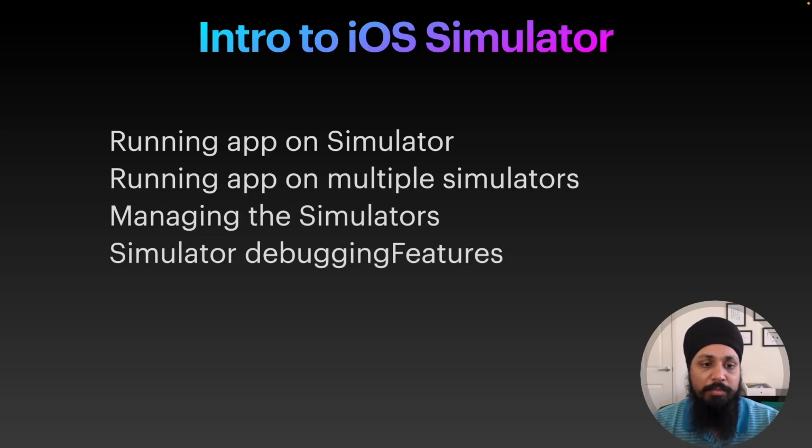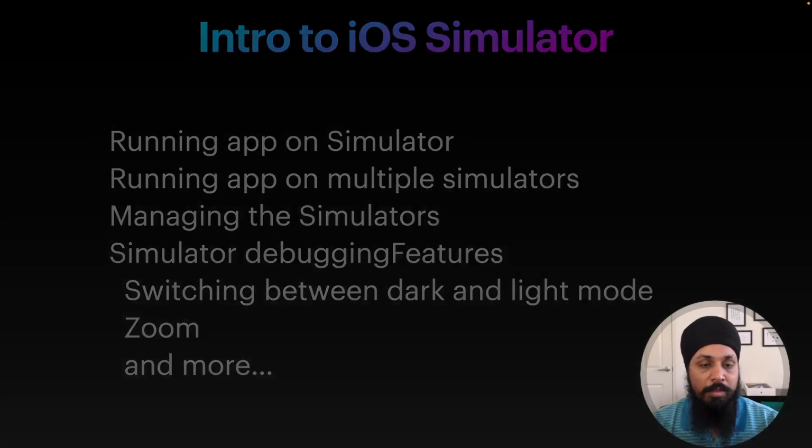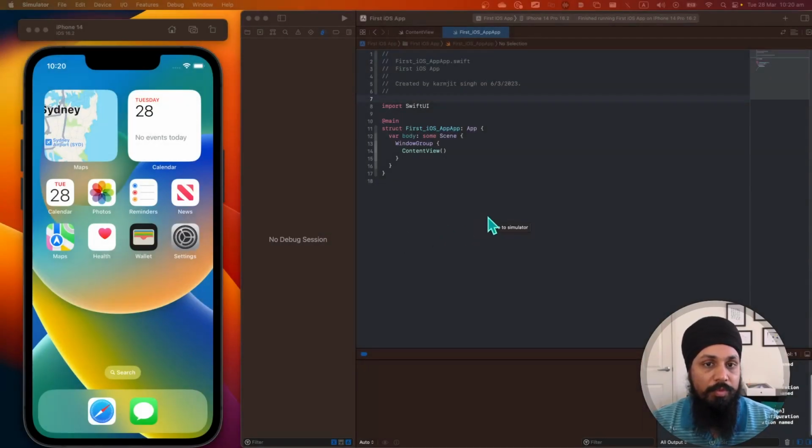I'm gonna go through some simulator debugging features. When I say debugging features, it's more of app debugging features, not simulator debugging. So if you are running your app in the simulator and you want to switch between dark mode and light mode, we'll go through that. Different features like zoom and others. Let's dive into the simulator.